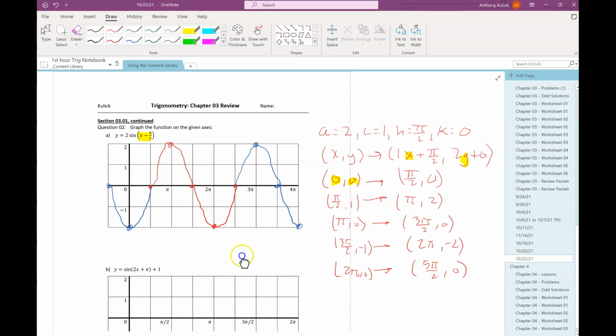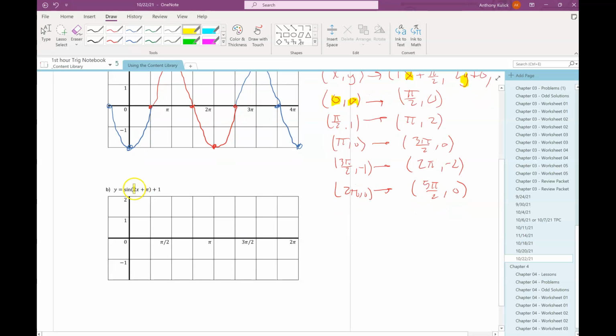Sure. So it's basically the exact same idea. The thing that I need to make sure I observe, though, is that that isn't in factored form. So I'd have to start by factoring. When I factor that 2 out, I get that. So my A is 1, my C is 1/2, my H is negative pi over 2, and my K is 1.